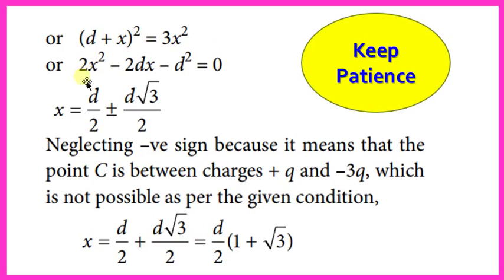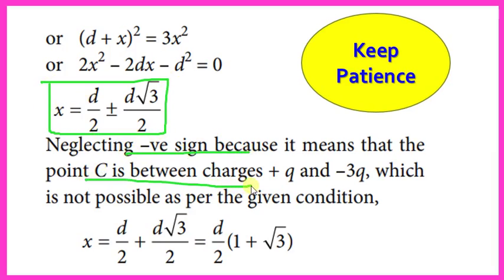Now use this formula and solve this expression. I have already solved it for you, so you have to keep patience. Once you keep patience, then you can solve it, otherwise it's hard to solve this quadratic equation. It's very easy, but you need patience. So x comes out to be d by 2 plus minus d root 3 by 2. We cannot take the negative sign, because point C lies between the charges q and 3q, which is not possible. So we can take only the positive sign.